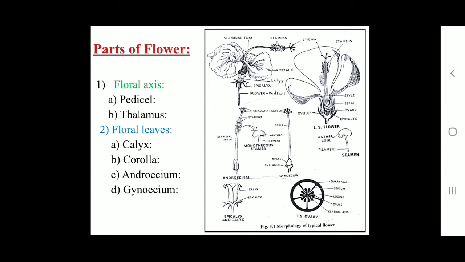The basal swollen part of the carpel is called the ovary. The slender tube-like part above the ovary is called the style. The tip of the style is called the stigma. The stigma receives the pollen grains. The ovary contains one or more ovules. Each ovule produces the egg or the female gamete. Hence, gynoecium represents the female reproductive parts of the flower.